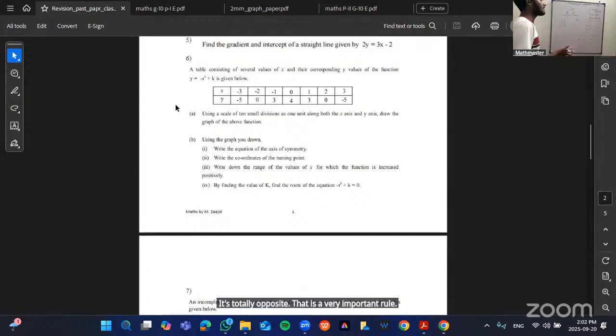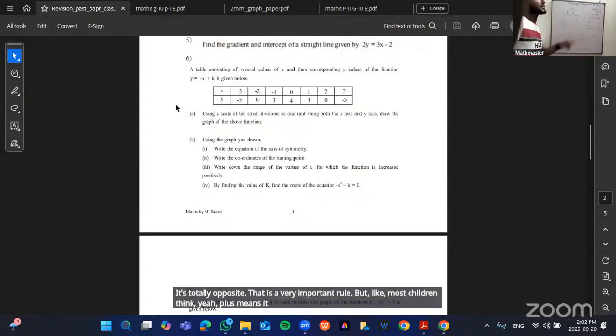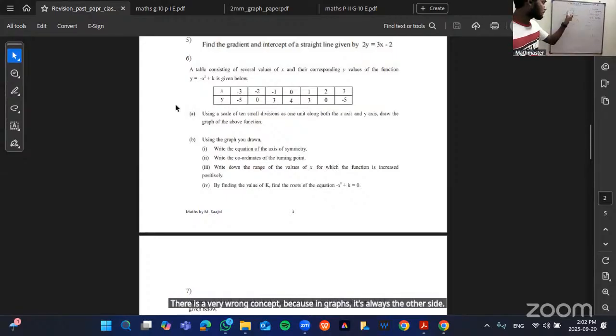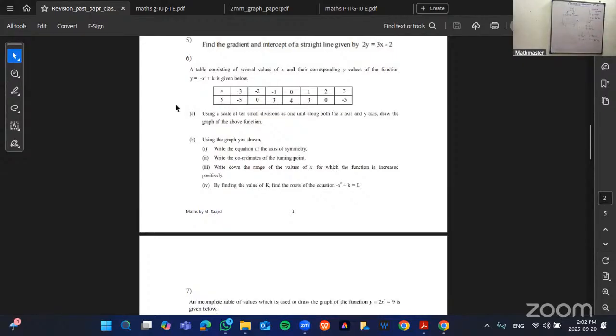But most children think here plus means it's increasing, therefore it should be maximum. That is wrong. That is a very wrong concept. Because in graphs, it's always the other side. It's the opposite. Here plus means it's minimum, not maximum. Here minus means it's maximum, not minimum. That is always the opposite. In graphs, that is the rule. That is a rule, right?